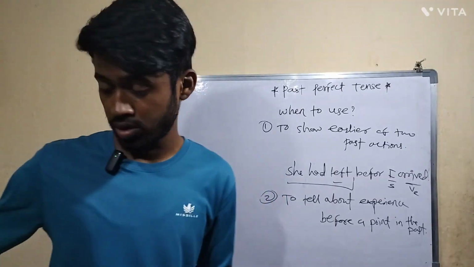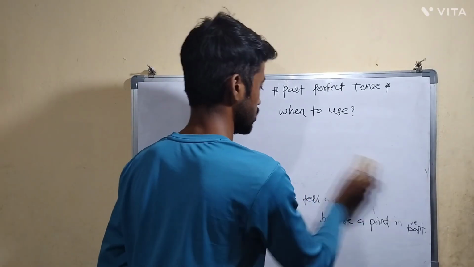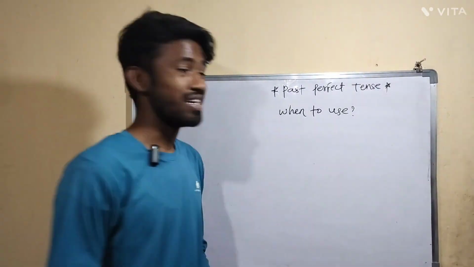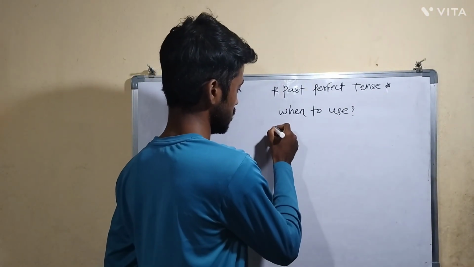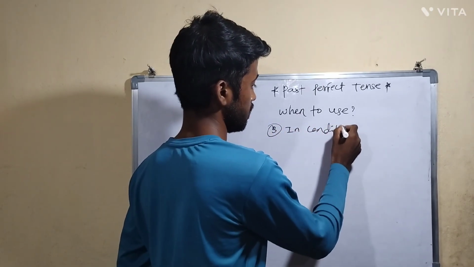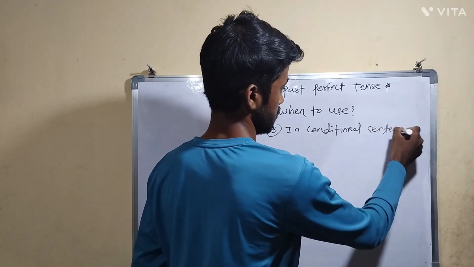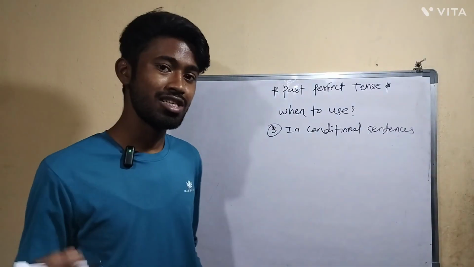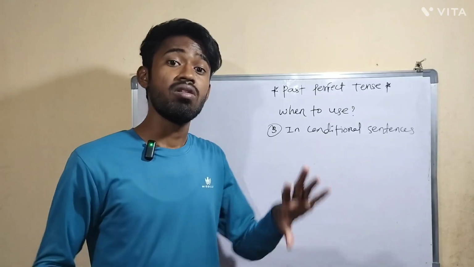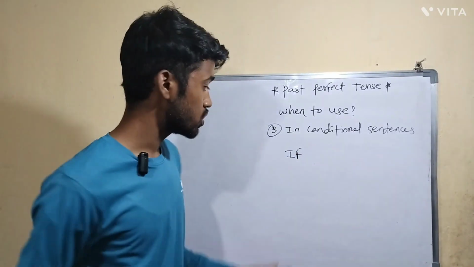And there is a third use. So space is not there, so I will just wipe it and see the last usage, which is the third use of past perfect tense: for conditional sentences, or you can say hypothetical sentences. So what are the conditional sentences which are not true? Conditional sentences always start with if.